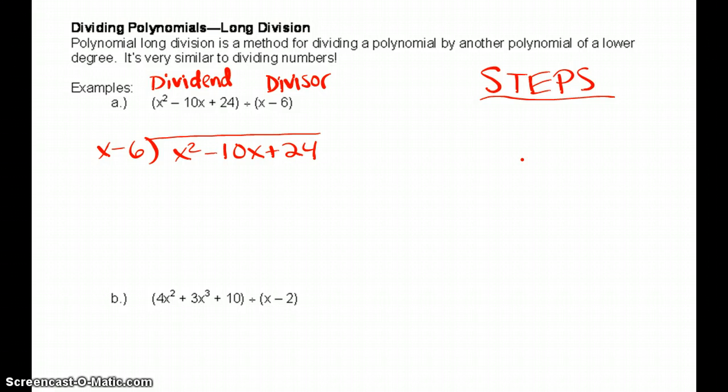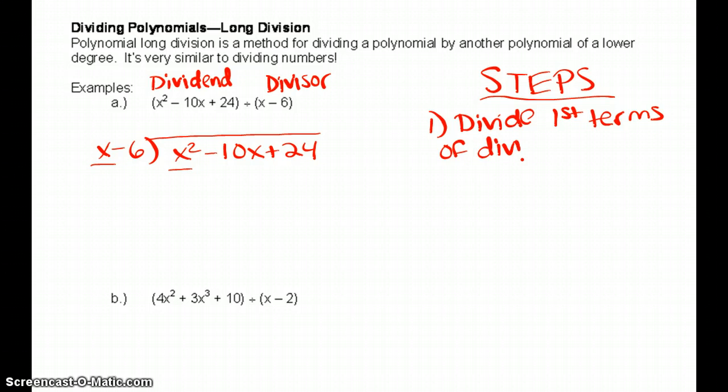Okay. So when I divide, I always look at the first terms of the dividend and the divisor. Okay. And I'm going to ask myself, x squared divided by x. All right. So x squared divided by x is going to give me x. So I'm going to put my quotient. When I divide, I get a quotient. I'm going to put my quotient right up here.